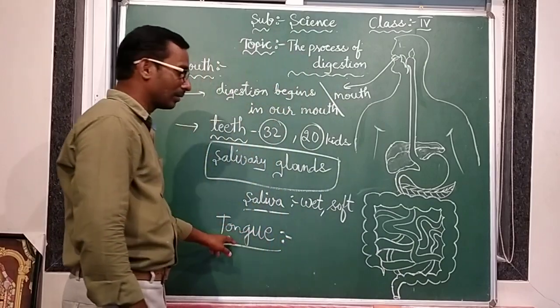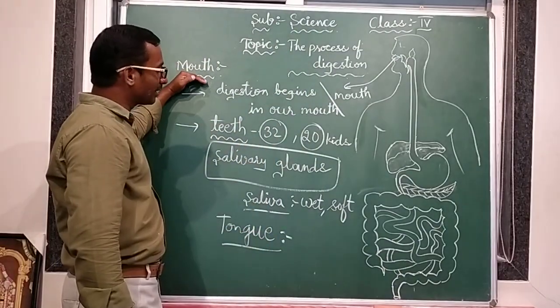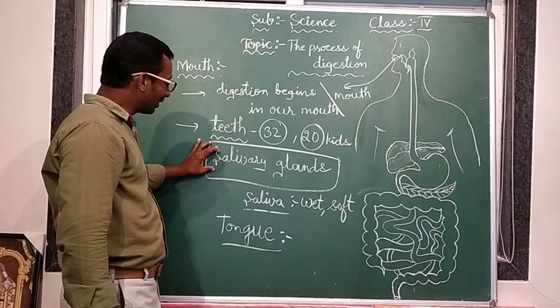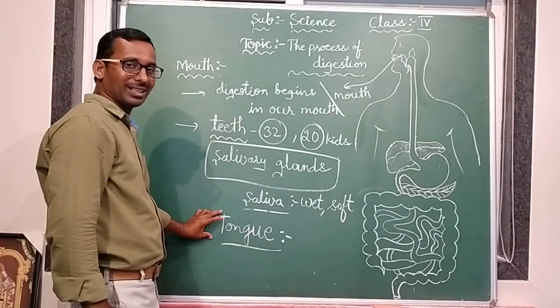So see, in our mouth, our digestion begins in the mouth only. In the mouth, what are there? Teeth are there, salivary glands are there, and the tongue also is there. Is it clear?